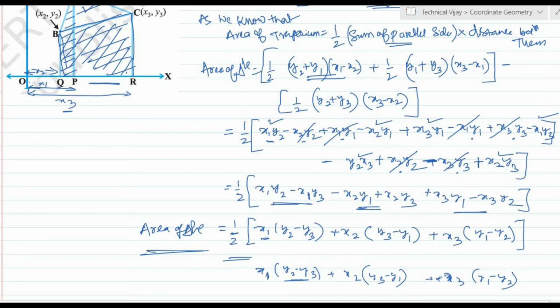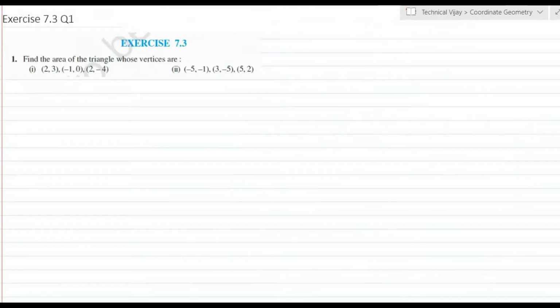Now we will go for the exercise. Find the area of the triangle whose vertices are (2, 3), (minus 1, 0) and (2, minus 4). So what has been given: x1 y1 is equal to 2 comma 3, and x2 y2 is equal to minus 1 comma 0. So x3 y3 is equal to 2 comma minus 4.